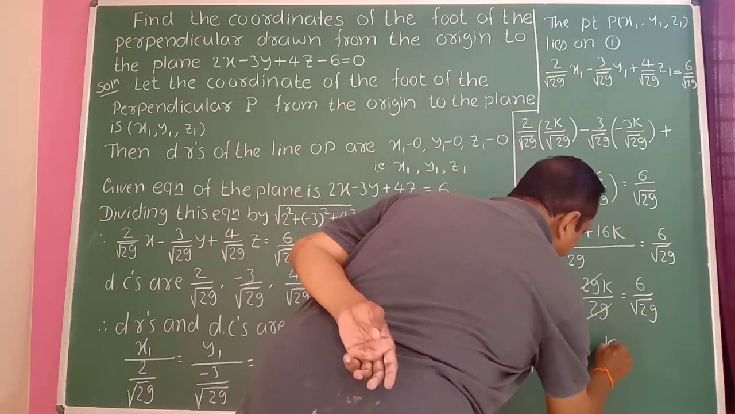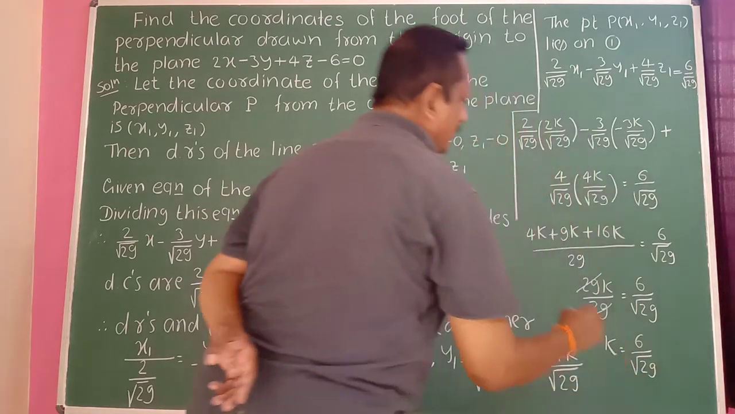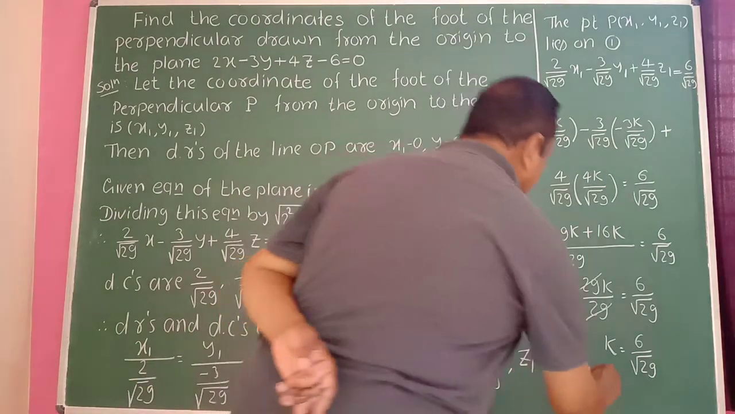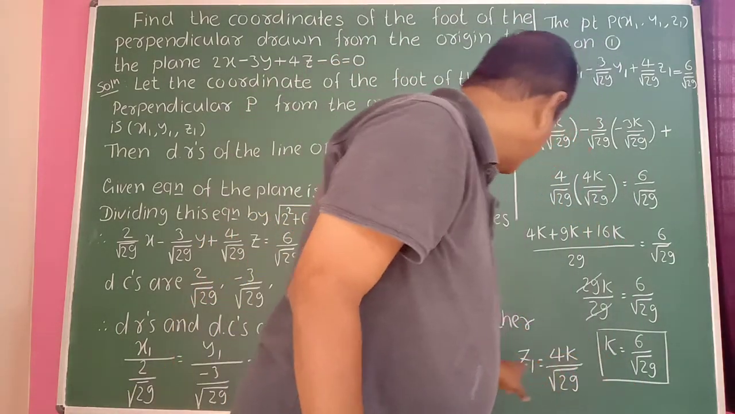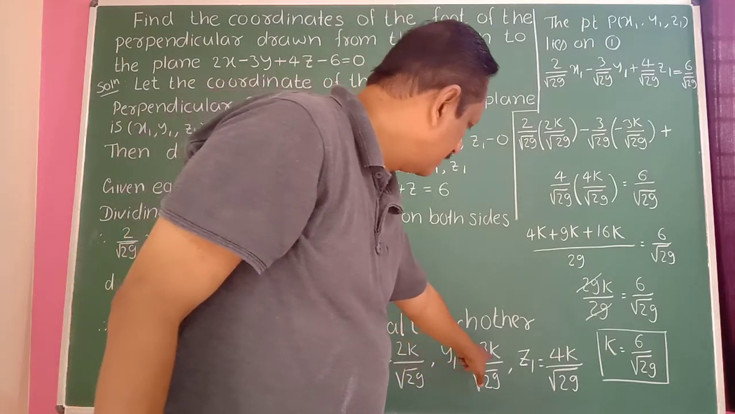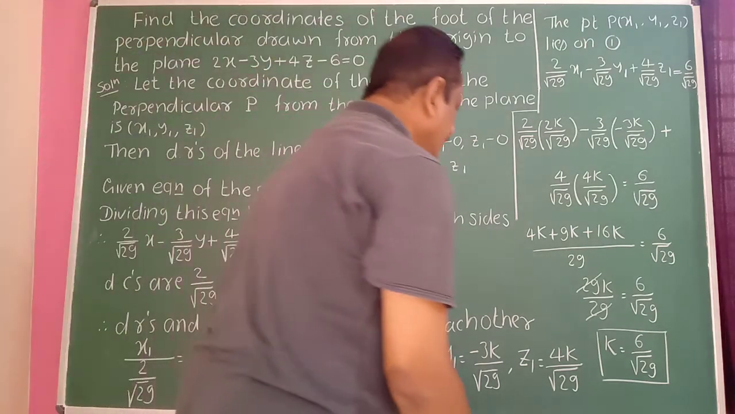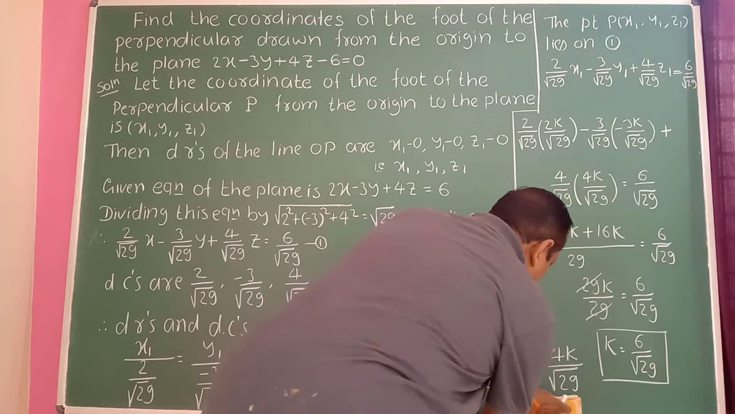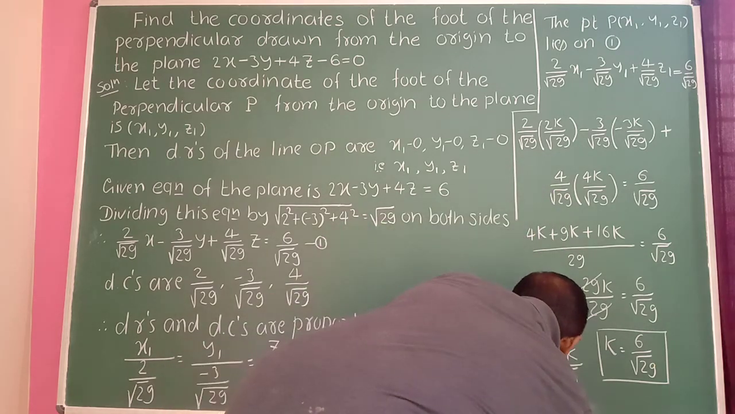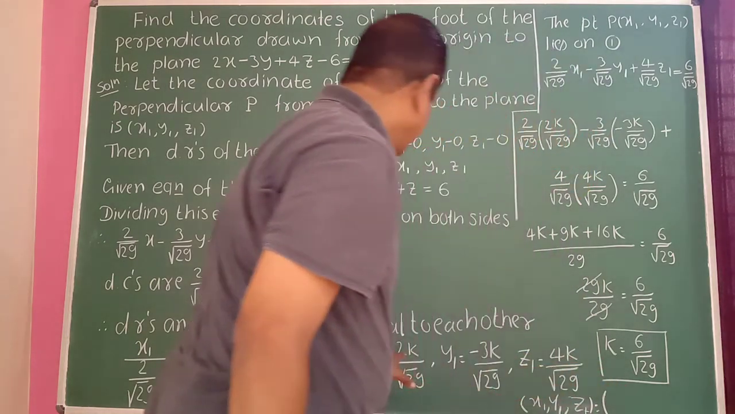29 cancels, so k is equal to 6 divided by root of 29. So the k value is 6 by root of 29. Use this k here, replacing here, here and here. Therefore x1, y1, z1 is equal to this into this.